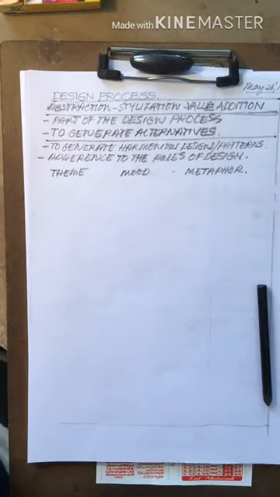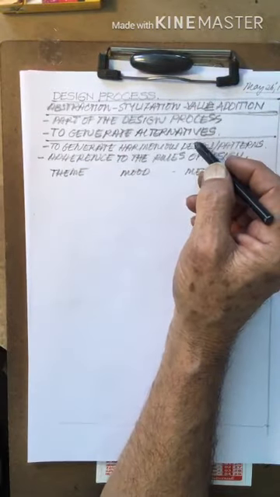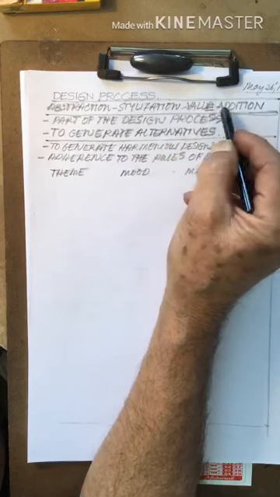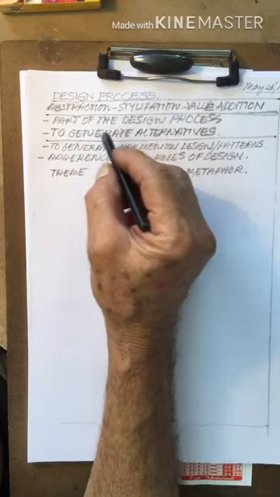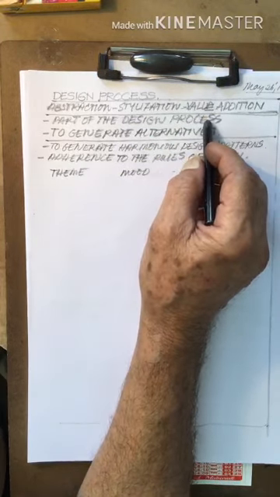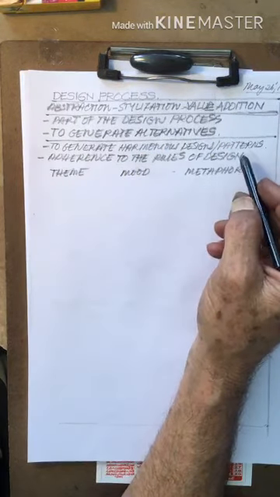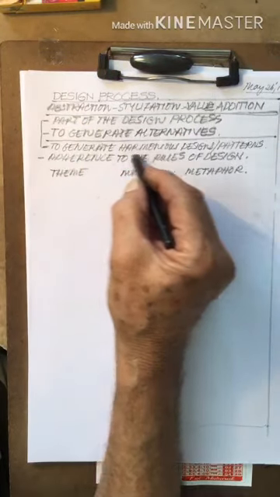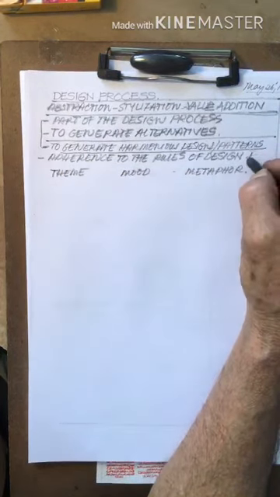Well, good afternoon. This is in continuation to the design process of abstraction. We had a small little talk before this. We did talk about abstraction, also called stylization, value addition, and so on and so forth. We did talk about this being a part of the design process to generate alternatives, to generate harmonious design patterns. Okay, these are the purposes of this. Through this we generate harmonious design patterns, or it could be forms.